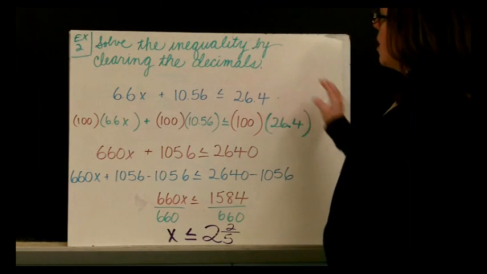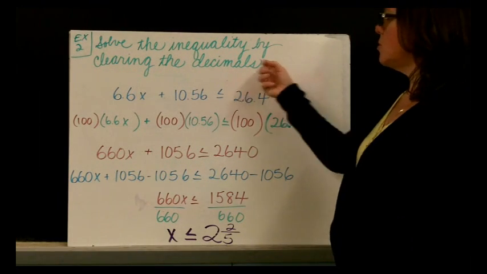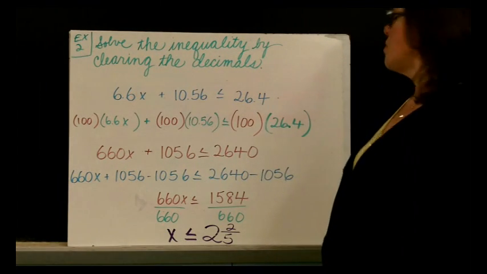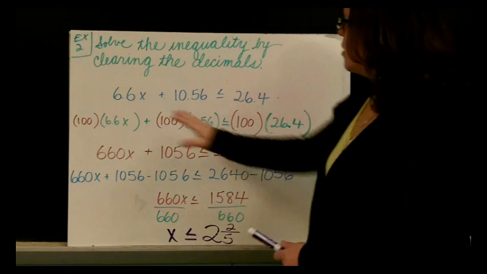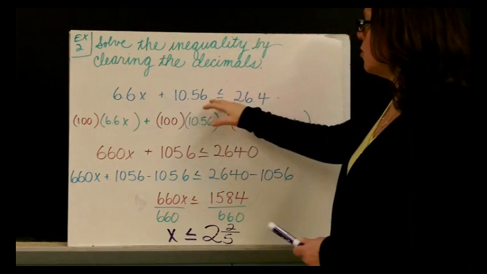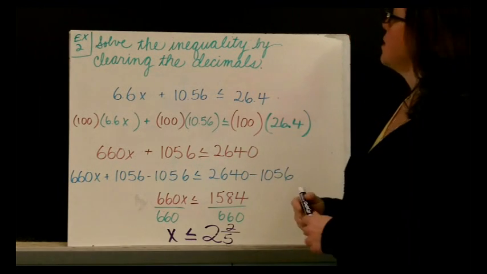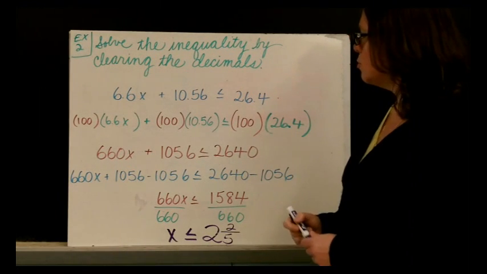Okay, here we have solved the inequality by clearing the decimals. When you have this in your directions, you absolutely must follow this method. So here we have our original inequality: 6.6x plus 10.56 is less than or equal to 26.4.